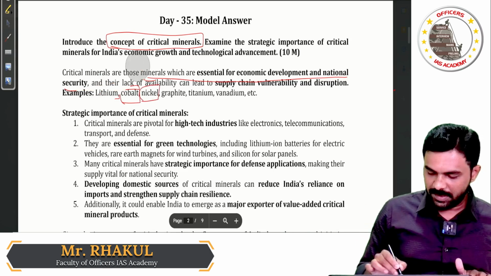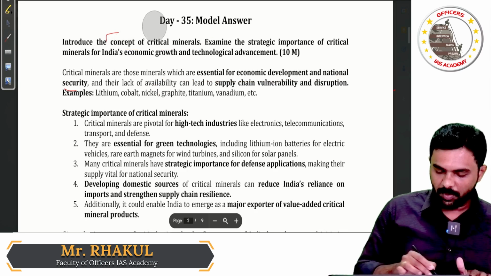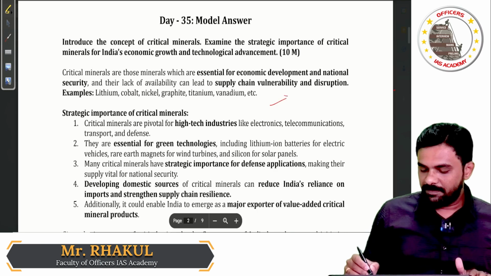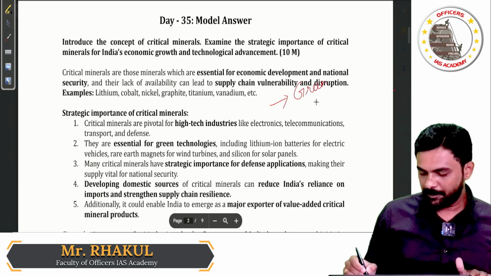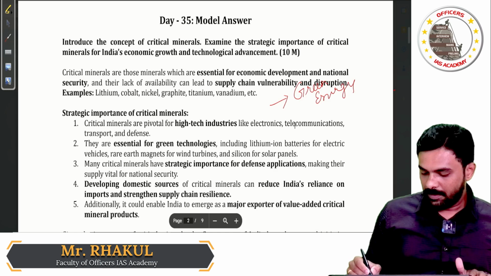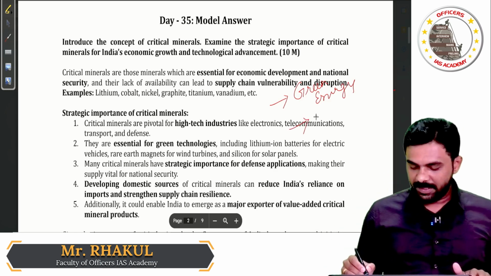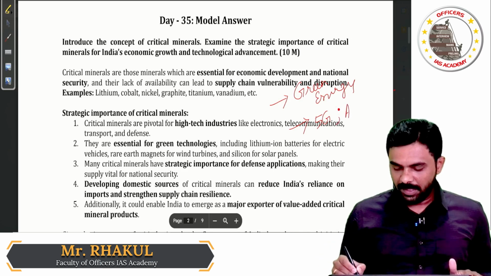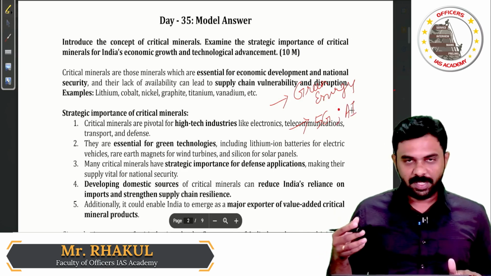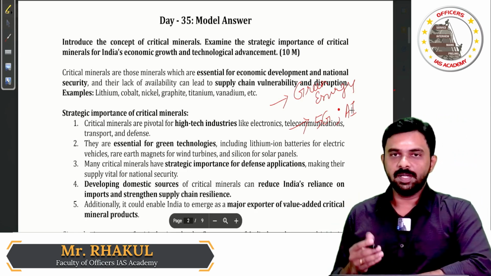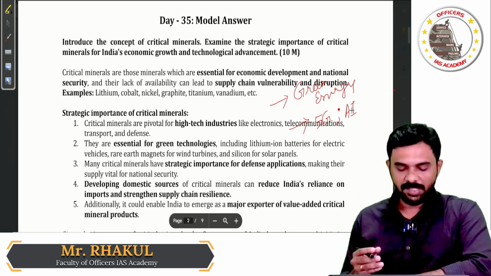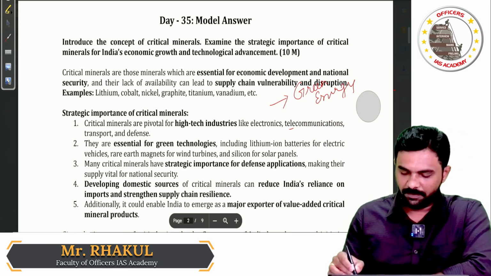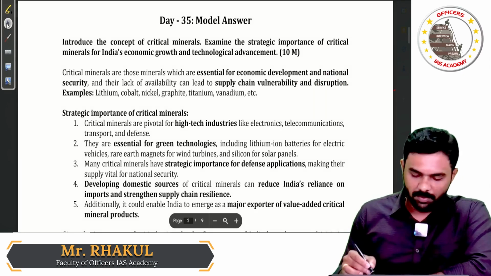Coming to the body for this answer, you have to mention why these minerals are important for India. You can give points like it is needed for creating green energy, and for upcoming technologies like 5G technology and AI technology. These technologies require these critical minerals. Like that, you can give points on different aspects. Make sure you are not repeating the same concept again and again. Give distinct points. Some 6-7 points you can give about how critical minerals are important for India and its development. That can be the body.